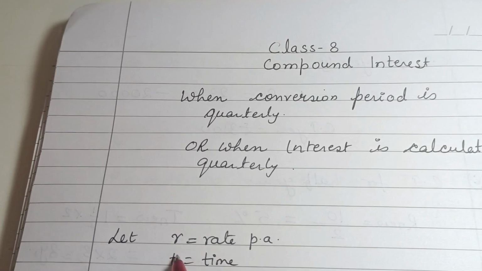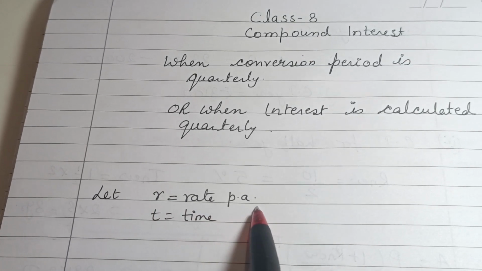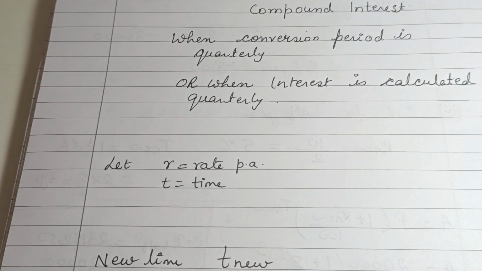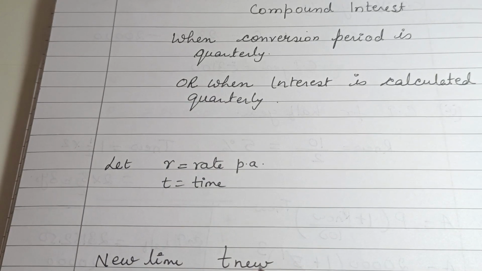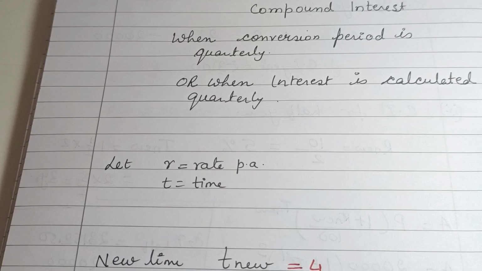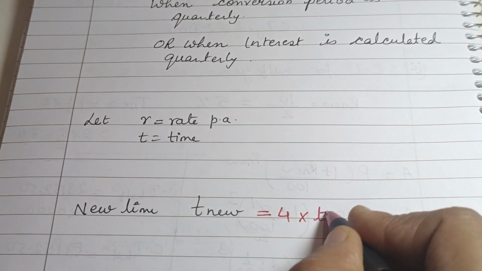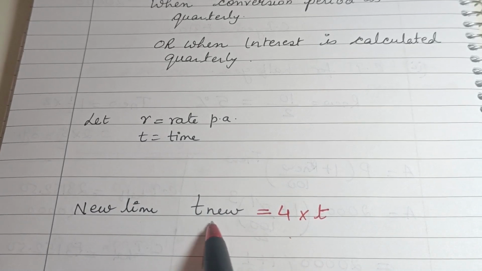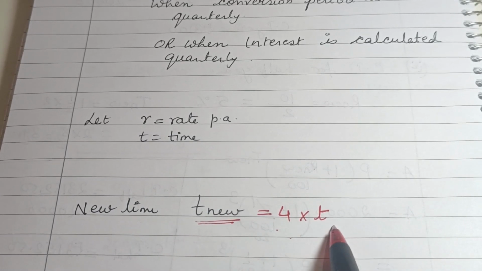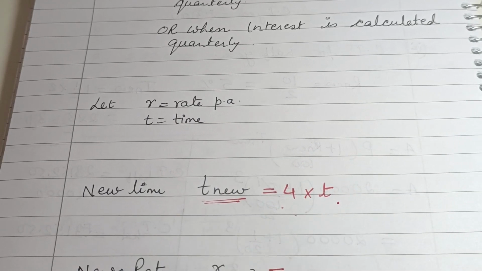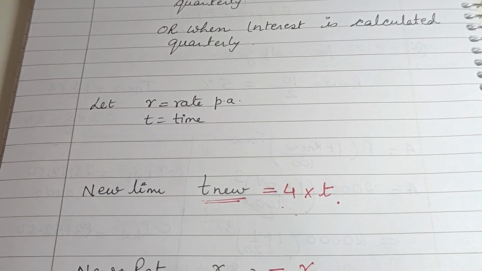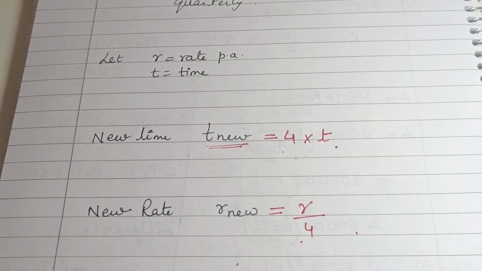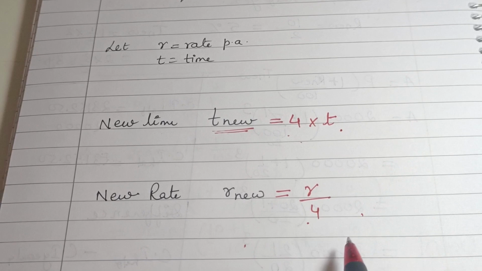Here let's say R is the rate of interest per annum and T is the time. The new time will be multiplied by 4 with the previous time, so the time will be 4 times. The new rate will be divided by 4, so the new rate will be 1/4 of the previous rate. This is the basic change which will occur.